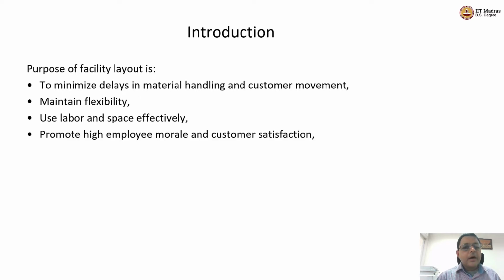Promote customer satisfaction. This bullet point is particularly true for a service facility. Now you walk into a restaurant, and if the restaurant's layout is horrible, you notice it, right? You have often heard yourself say, oh, why are they not arranging the tables this way? Why are they not having the service station this way? Why is the cashier's counter somewhere there? All those things matter to us, and therefore facility layout also has an impact on customer satisfaction.